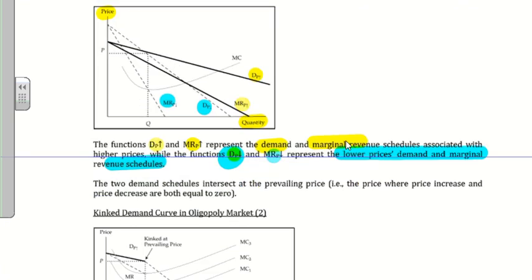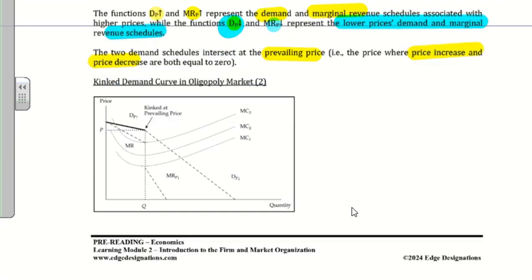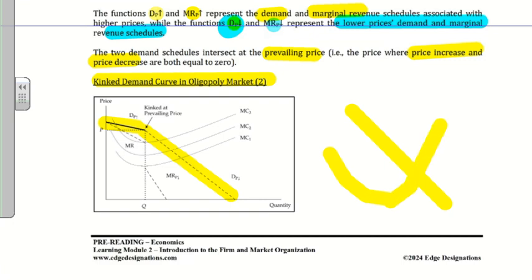The two demand schedules will always intersect at the prevailing price. What do we call the prevailing price? That's the price where price increases and decreases are both equal to 0. Look at this fancy one: kinked demand curve in our second market, oligopoly market number 2. You can see a little bit of a kink. The kink just means it kinks down. It's not completely linear, and it's not something looking like that either. It's got a kink in it like that.